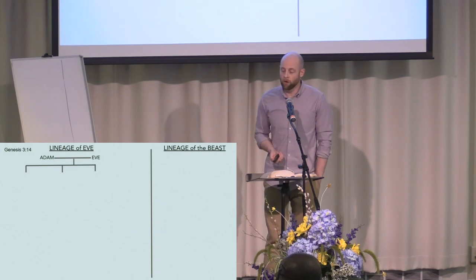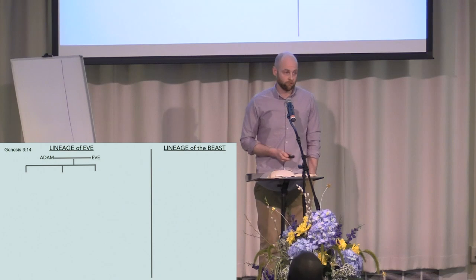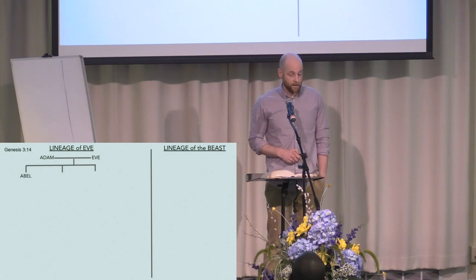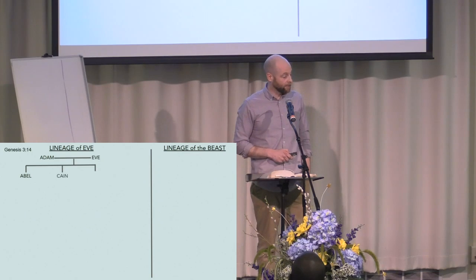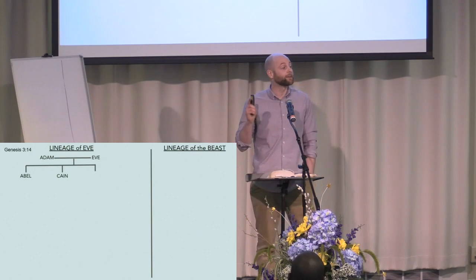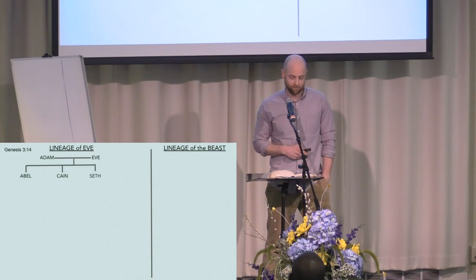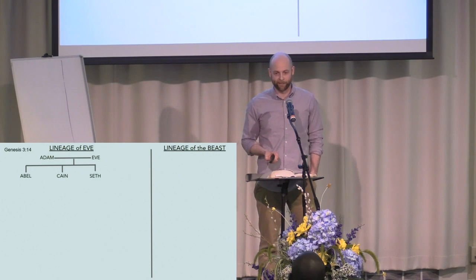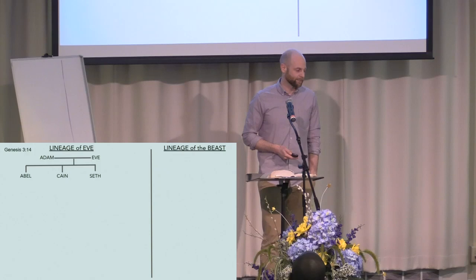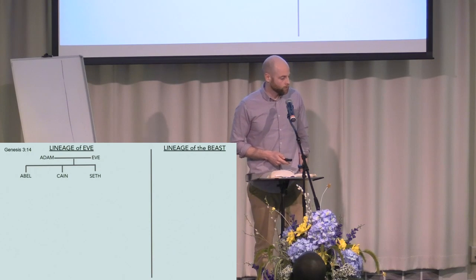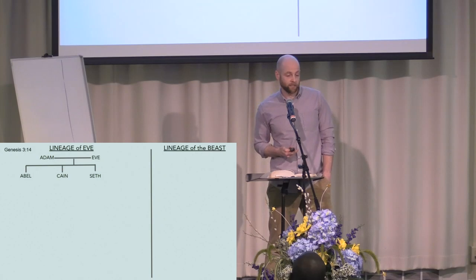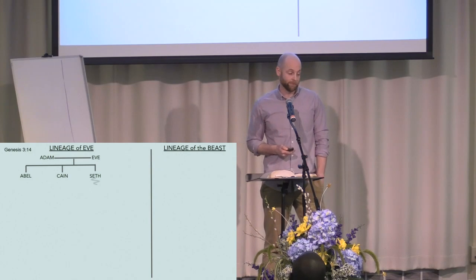So we know the children. Now there were many more, but these are the ones that we're going to stick with here. We have Abel, we have Cain, and we have Seth. Yeah, I heard it. Seth. You're like, Seth? He's not in the story. He is in the story. He totally is. So, who continues the lineage? Is it Abel, is it Cain, or is it Seth? It's got to be Seth.